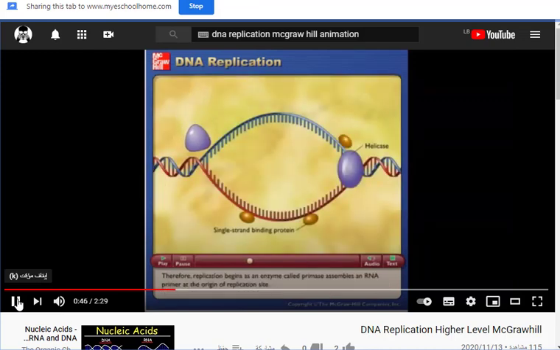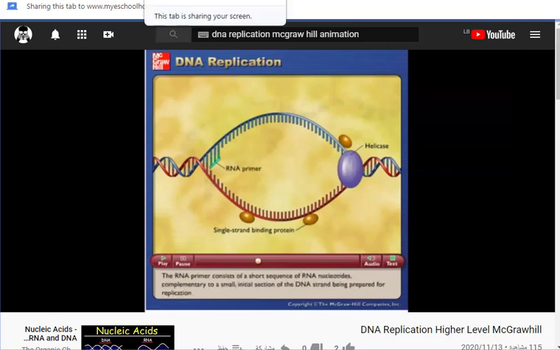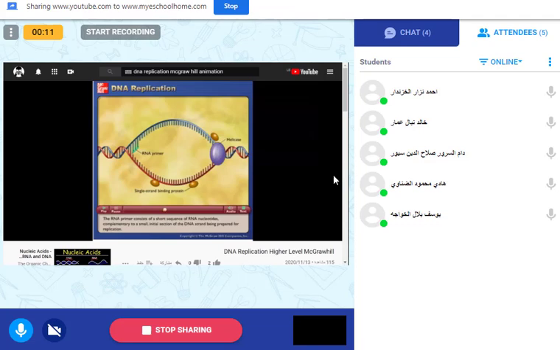Therefore, replication begins as an enzyme called primase assembles an RNA primer at the origin of replication site. The RNA primer consists of a short sequence of RNA nucleotides, complementary to a small initial section of the DNA strand being prepared for replication. Now this DNA polymerase is then able to add DNA nucleotides to the RNA primer and thus begin the process of constructing a new complementary strand of DNA. Later, the RNA primer is enzymatically removed and replaced with an appropriate sequence of DNA nucleotides.